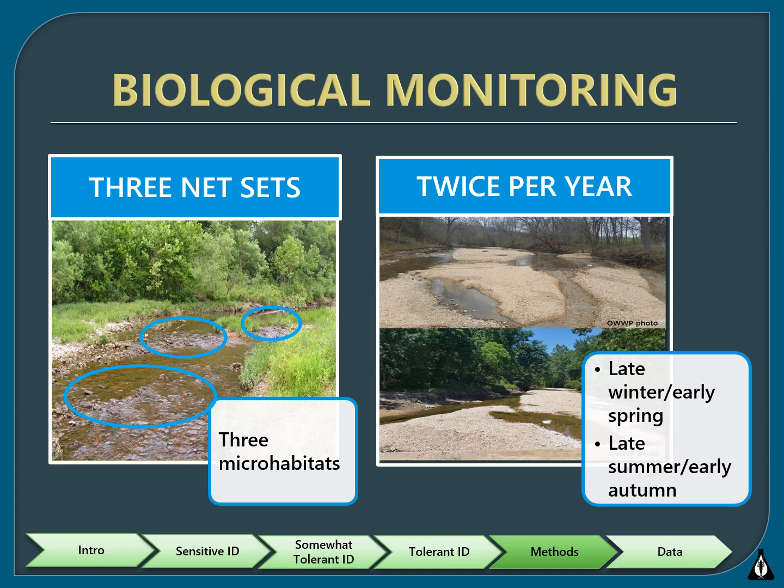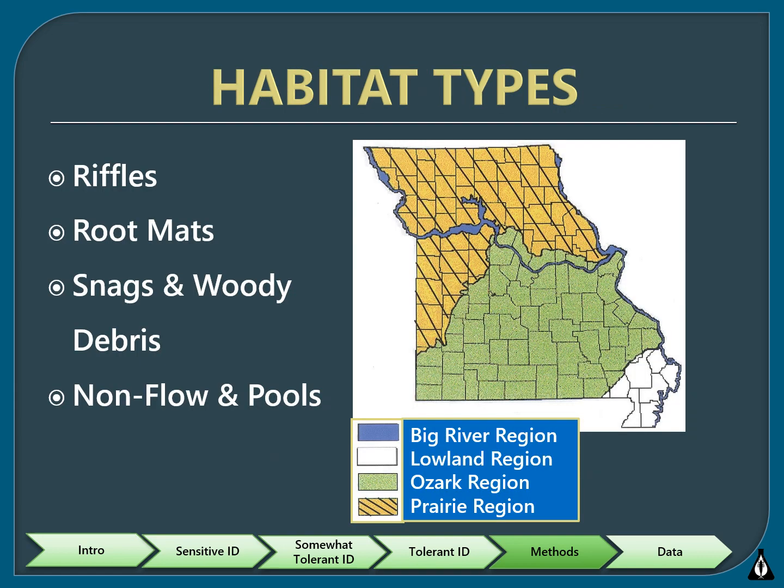This is because aquatic macroinvertebrates are largest at these times of year and easiest to identify. Missouri has 5 aquatic faunal regions: Big River region, Lowland region, Ozark region, Glaciated Plains region, and Osage Plains region. These last 2 are combined and referred to as the Prairie region. Each of the regions are characterized by different habitats and animals.